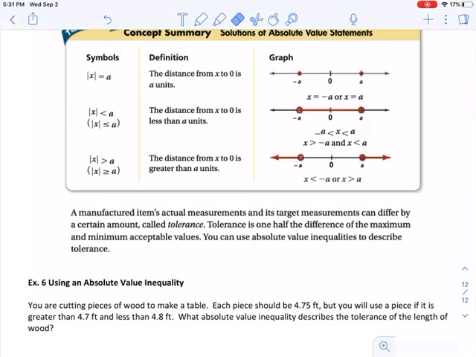You'll have a bellyache. So tolerance, the way to find tolerance is 1/2 the difference of the maximum and minimum acceptable values. So 1/2 means dividing by 2. The difference means subtract the maximum and minimum acceptable values. So they're going to give you two values, the minimum value and the maximum value. You take and subtract those two numbers and divide by 2. Dividing by 2 takes you to the exact middle of those two numbers. It says you can use absolute value inequalities to describe tolerance.